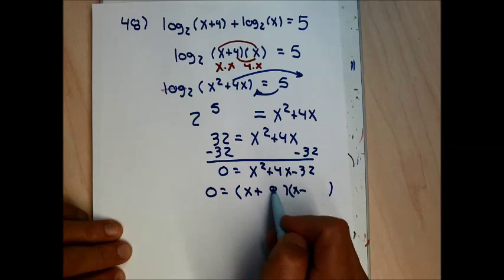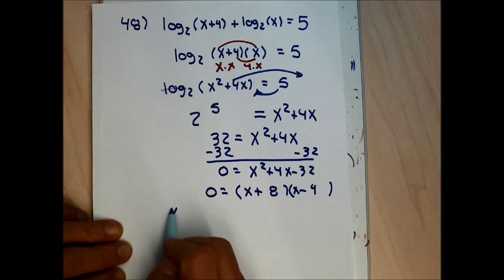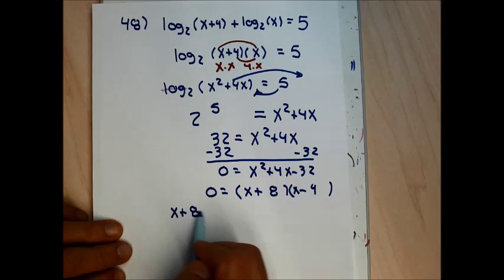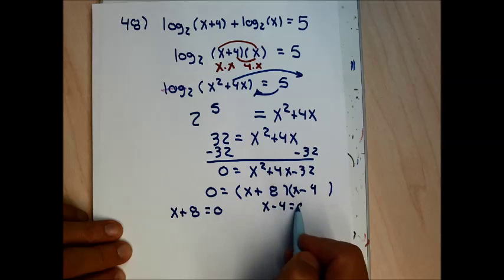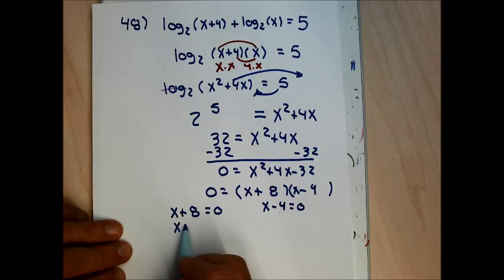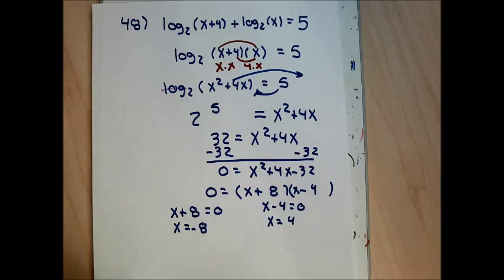It's going to factor into x plus 8 times x minus 4. Now that I have it set equal to 0 and factored, I'm going to set each of the factors equal to 0, and each one's going to give me an answer that I need to check. The first one's going to give me x equal to negative 8 for an answer. The second one's going to give me x equal to 4. The x equal to 4 is going to check. Let me show you how it checks real quickly, and then I'll worry about the negative 8.